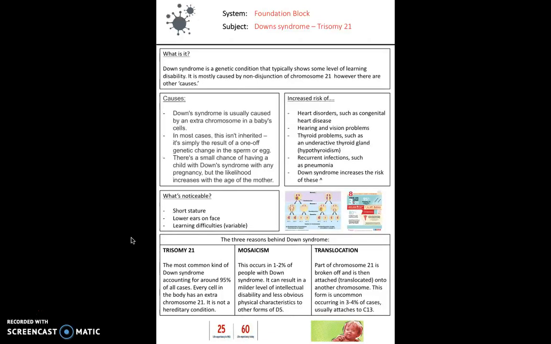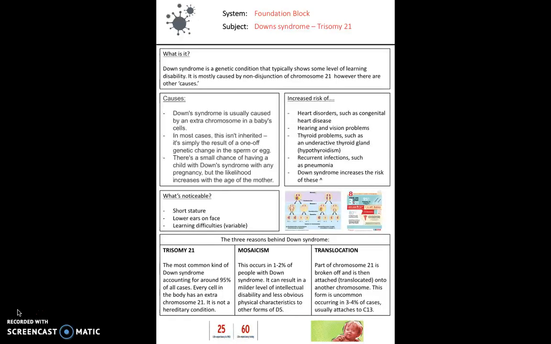What causes Down syndrome? We know physiologically it's caused by an extra chromosome. In most cases, this isn't inherited. It's simply the result of a one-off genetic change in the sperm or the egg. So there's a small chance of having a child with Down syndrome within any pregnancy. However, risk factor-wise, we have to be aware that with increased maternal age, we have an increased chance of having a child with Down syndrome.